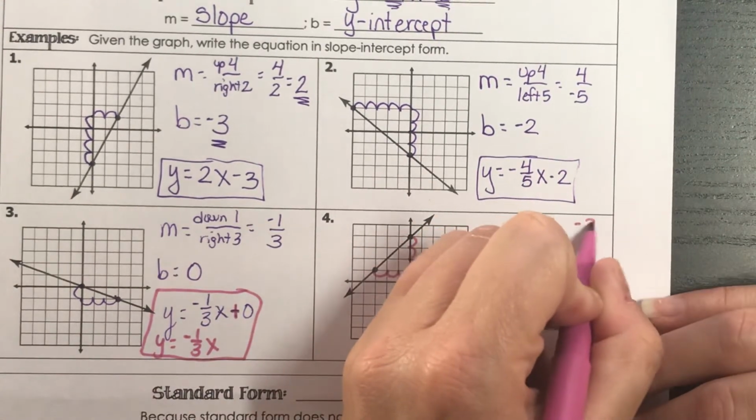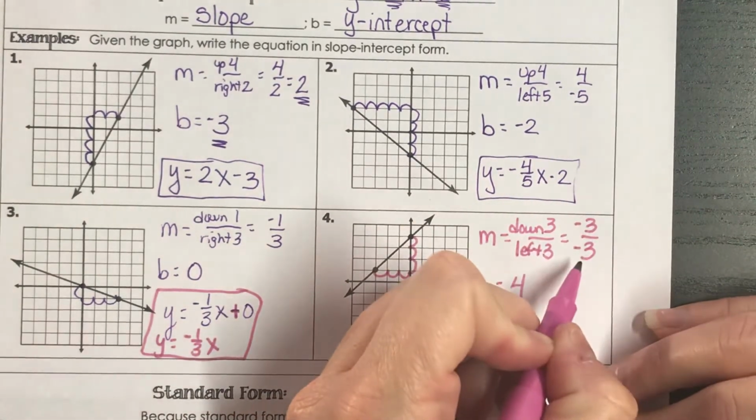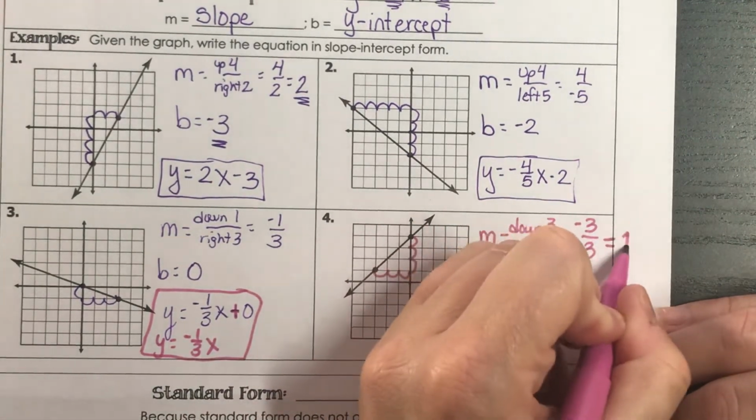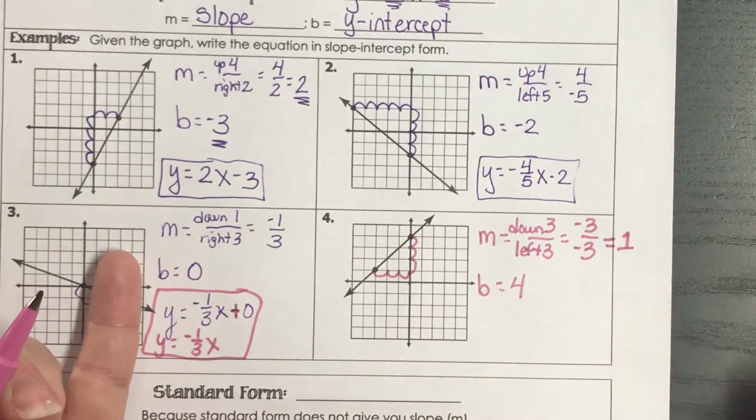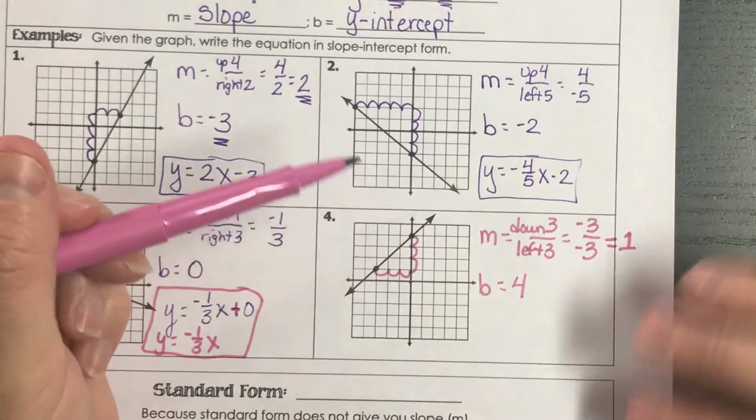Down is a negative direction. Left is a negative direction. Negative 3 divided by negative 3 is a positive 1. So your slope is actually 1. And if you look here from left to right, your graph is going up. So that's why it's positive.